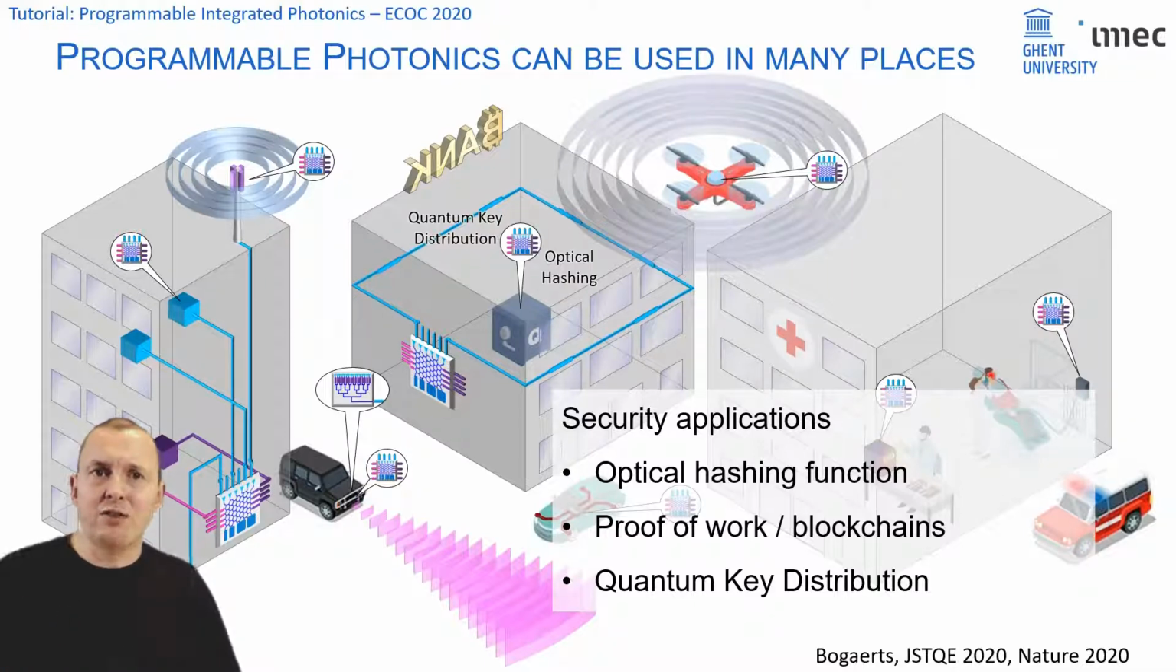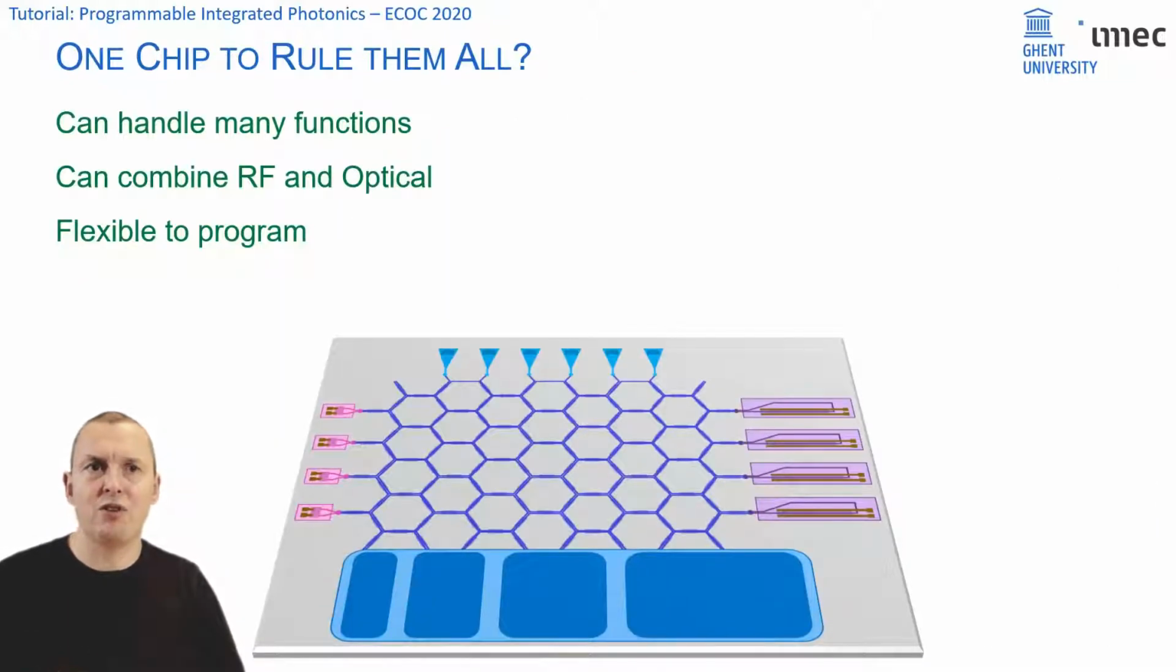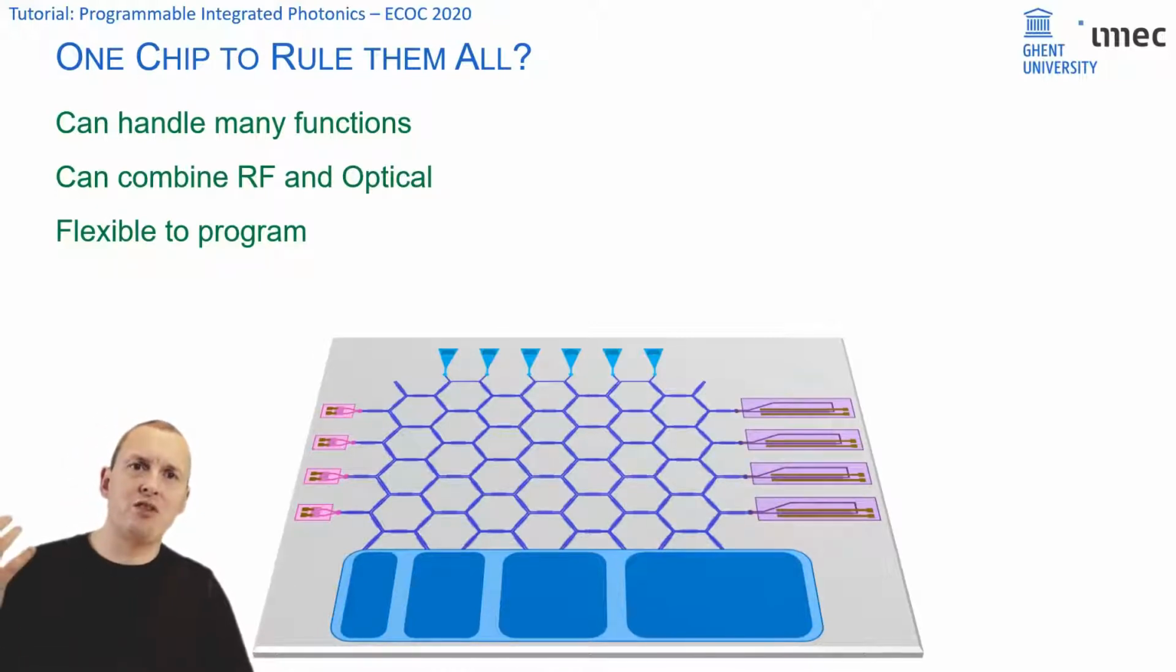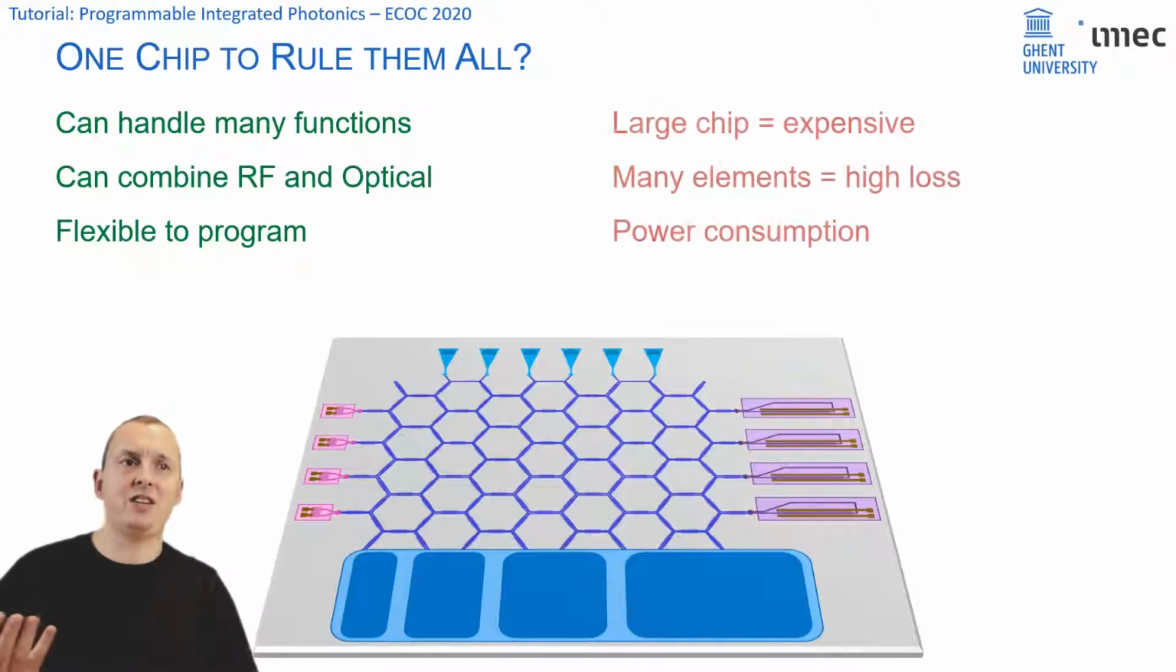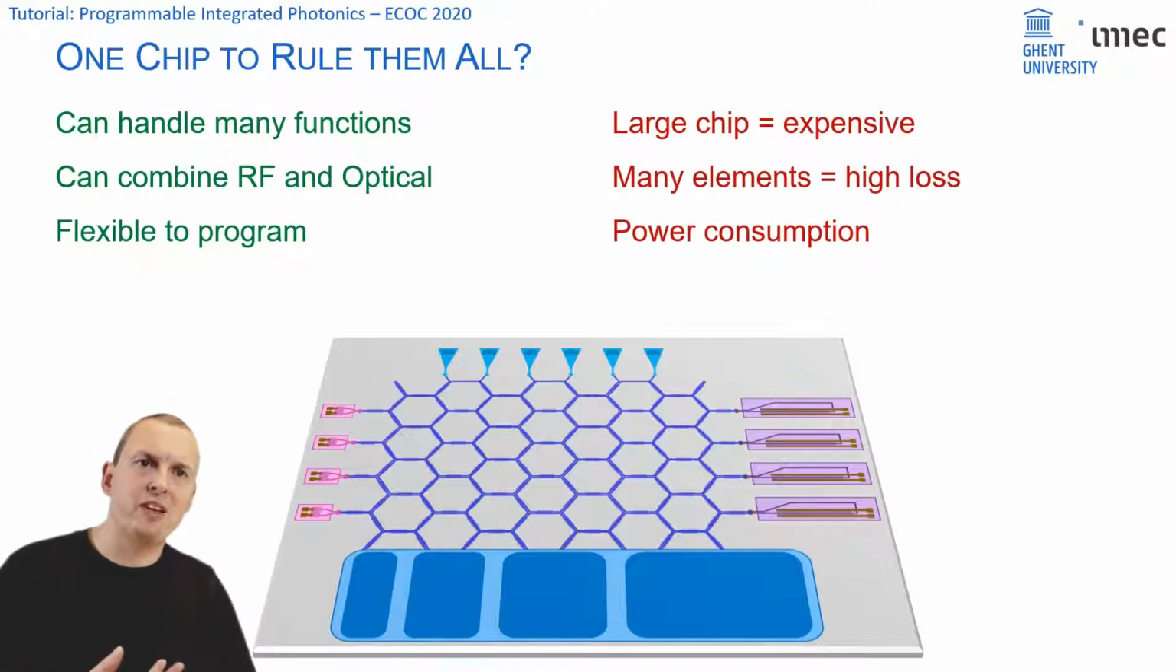A last set of functions, for instance, could be for security. You could do optical hashing functions or optical proof of work blockchain functions, or even quantum key distribution. So does such a chip give us the one chip to rule them all? Well, on paper, yes, but it has the same type of drawbacks that you get from programmable electronics.